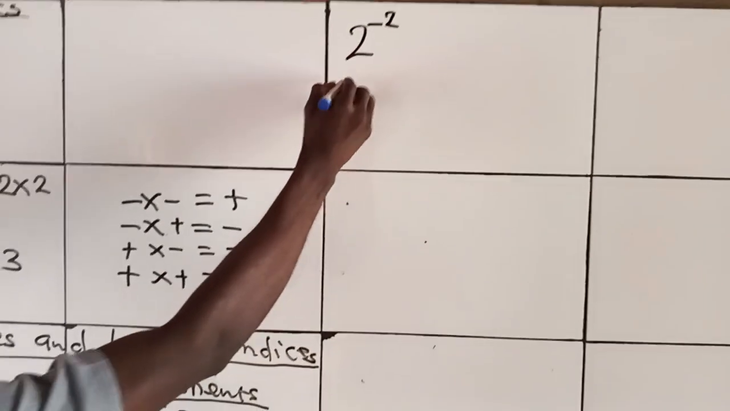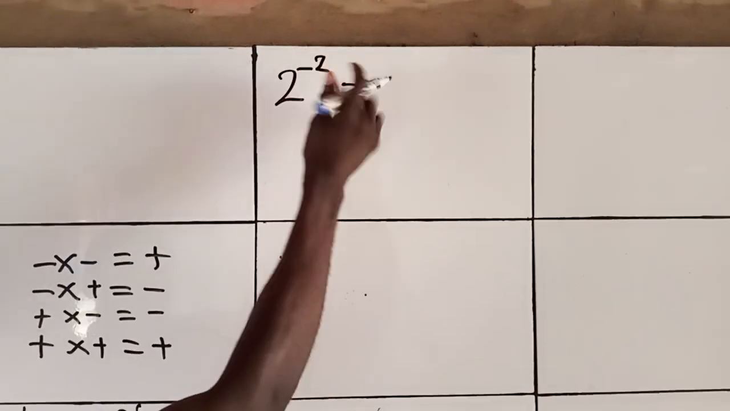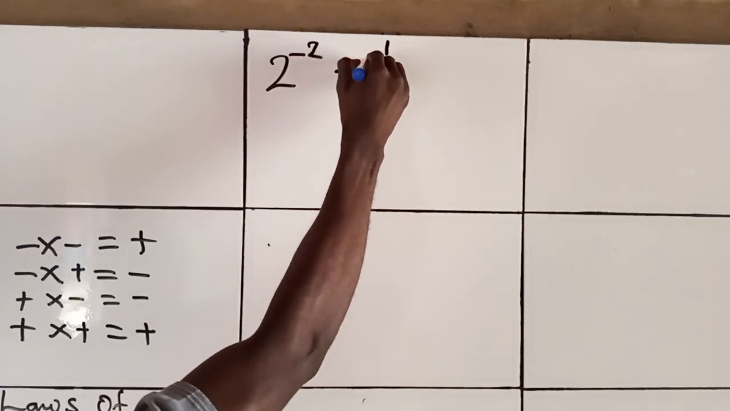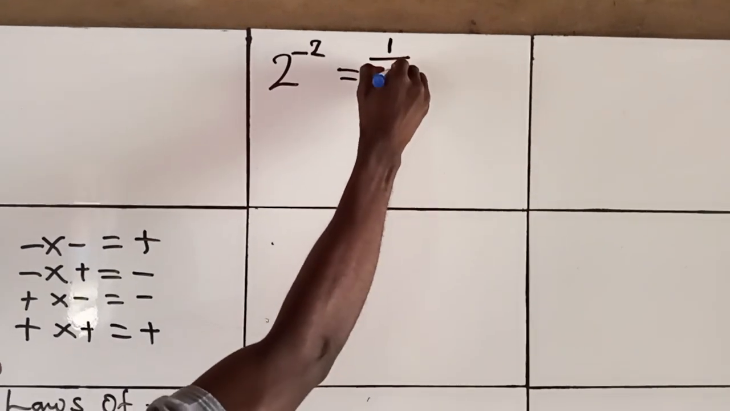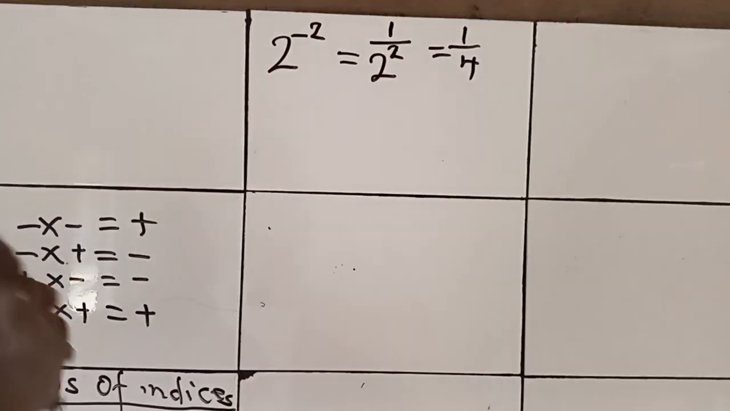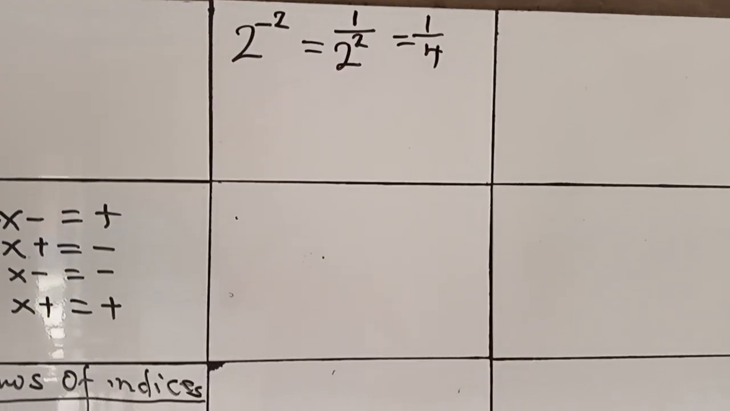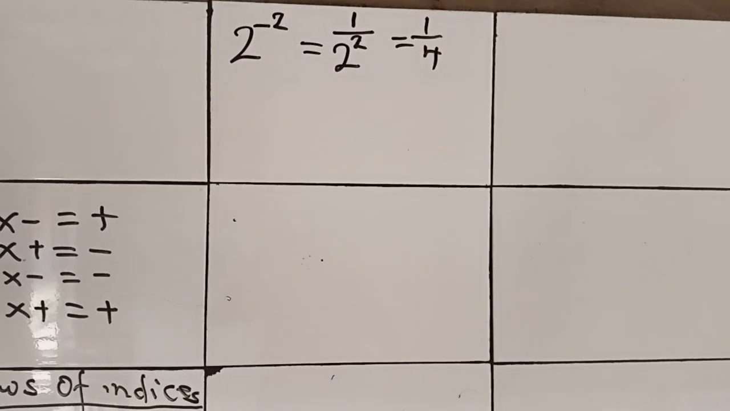Because of this negative sign, it is going to be equal to 1 all over 2 raised to the power of 2, which is equal to 1 all over 4. That is when you have a negative value for it.